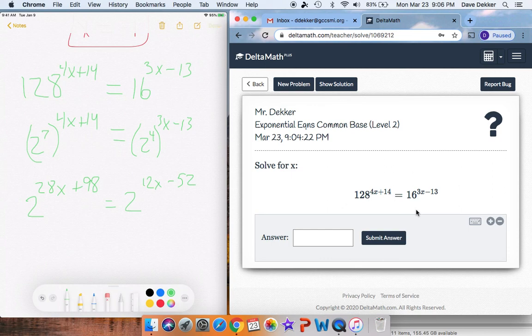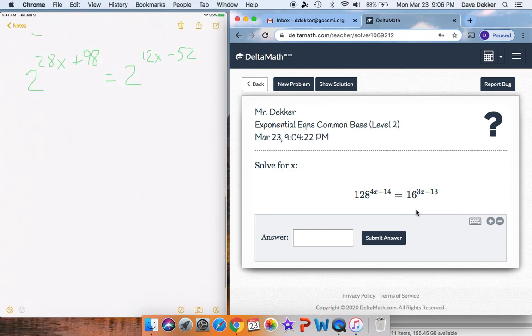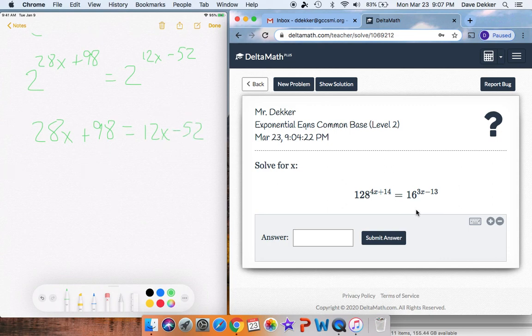Okay, so based on all of this, what I know is the powers have to be the same. That's kind of the key thing for this particular lesson. 28x plus 98 has to equal 12x minus 52. Okay, so I just need to solve this linear equation. So I'm going to subtract 12x from both sides. Okay, I'm going to subtract 98 from both sides.